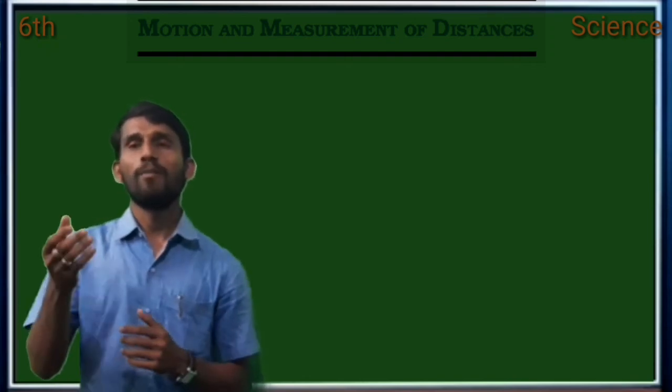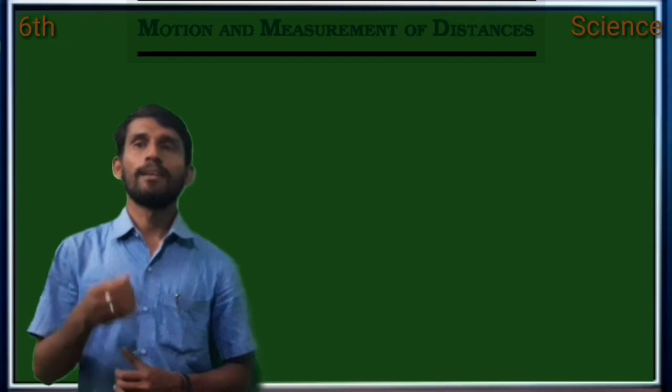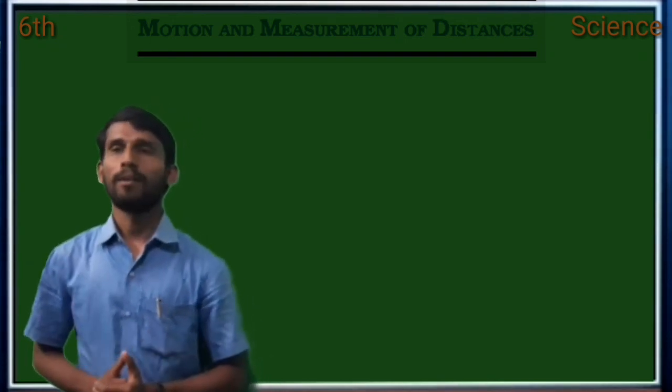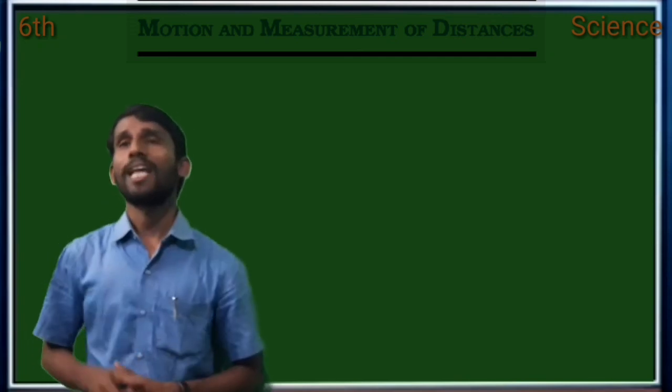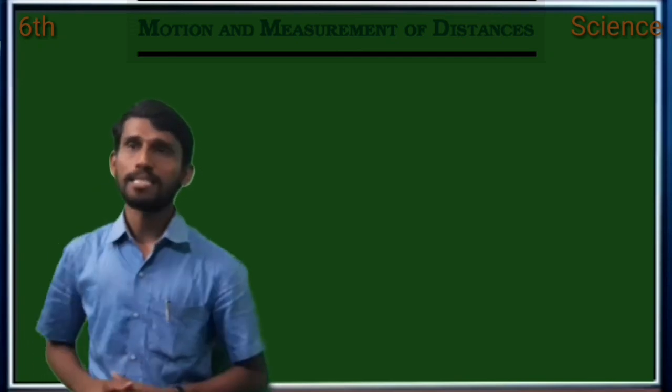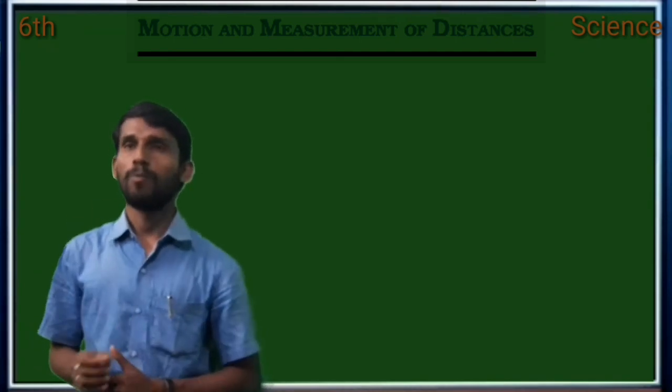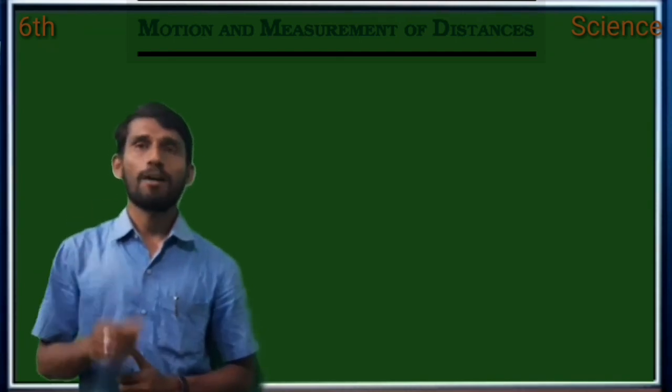Dear students, finally we have to know here that motion is everywhere around us. In this chapter we have discussed motion, some measurement of distances and some standard units of measurement, and we have discussed some types of motion.